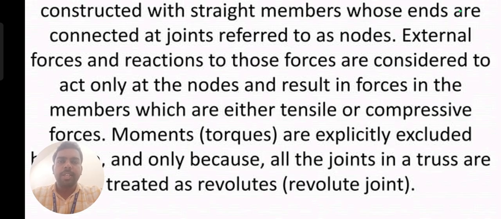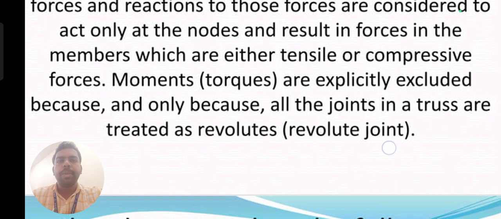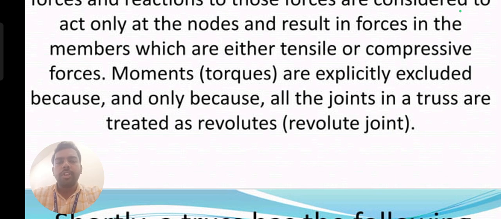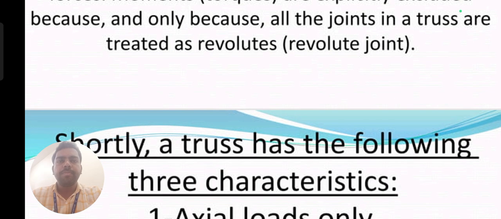In trusses, the bending moment should be excluded, because all the joints in the trusses are treated as revolute joints. A truss is a combination of nodes and members.